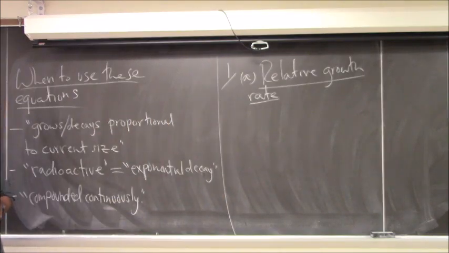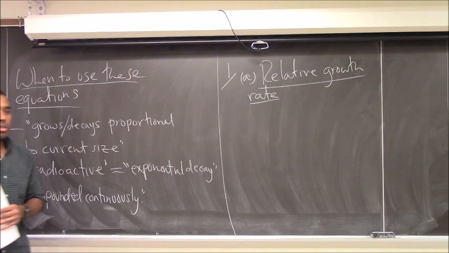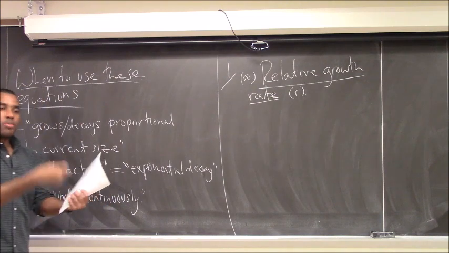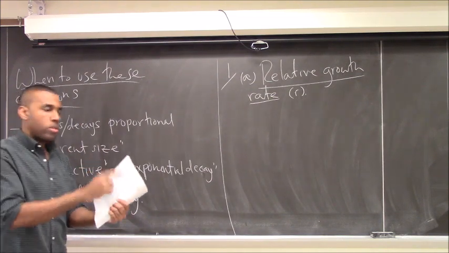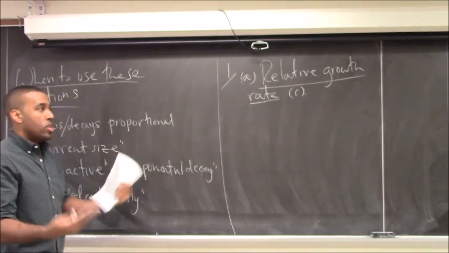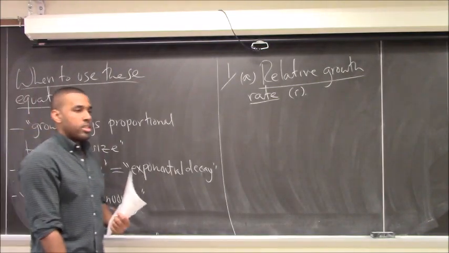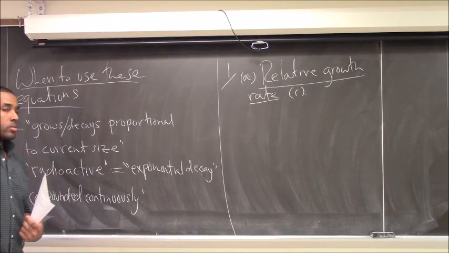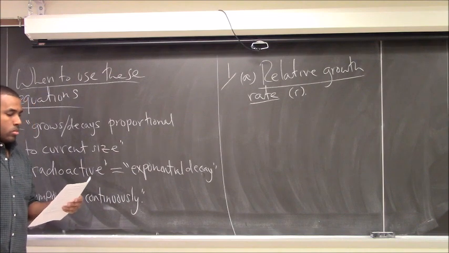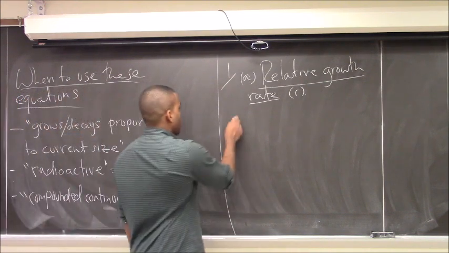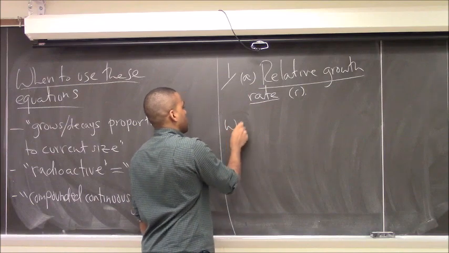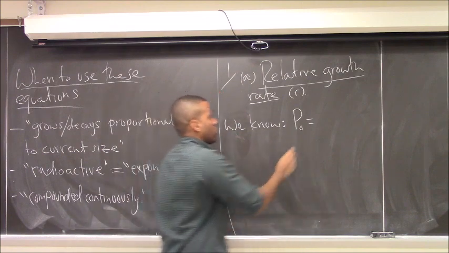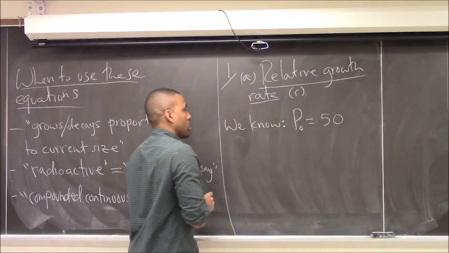What is relative growth rate? That's the little r. After you've done a few homework problems about this, you'll remember these formulas and you'll realize that relative growth rate refers to the little r. So we need to find the little r. How do we go about that? What information do we know so far? We do know the original. What was the original? We started out with 50.